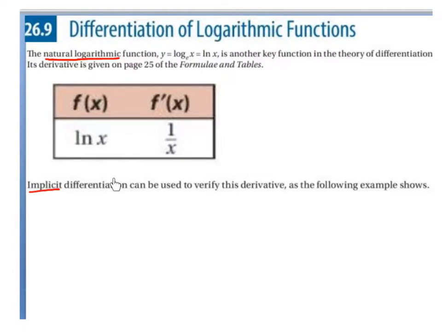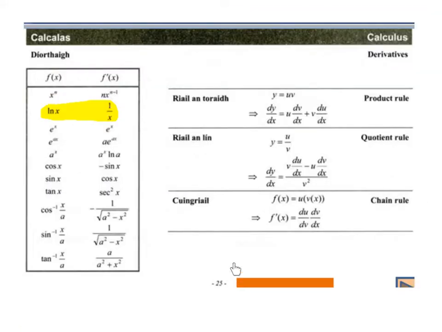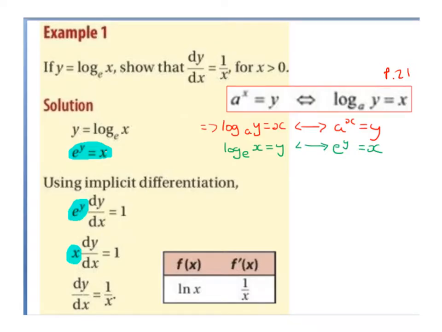Implicit differentiation can be used to verify this derivative, as the following example shows. So here we have page 25 of our formula book, and here we have our derivative that we're looking at. If f of x is ln x, then f prime of x, or the derivative of that, is 1 over x. So let's have a look at the example. If y equals log base e of x, show that dy/dx equals 1 over x for x values greater than 0.